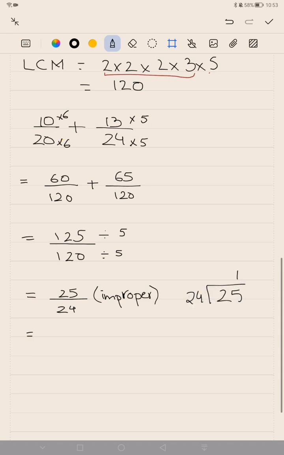25 divided by 24. 24 ones are 24. 5 minus 4 is 1. So one whole number, 1 out of 24, is my final answer.